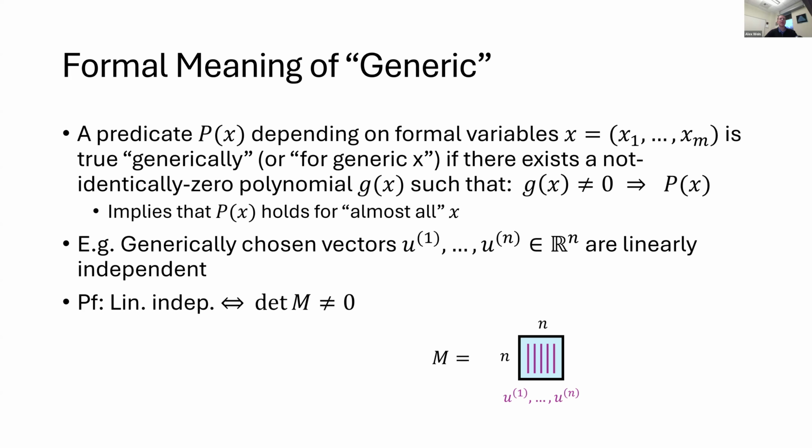This is a very intuitive fact, but how do I prove this or frame it using the definition from above? Well, linearly independent would just mean that the determinant of a certain matrix is not zero. The matrix whose columns are these n different vectors. So here, to fit this into the above definition, the formal variables are all the entries of all the u vectors. So there's n squared of them. The predicate I'm talking about is whether or not these vectors are linearly independent. And then the way to verify the definition is to take g of x to be this polynomial. That's the determinant.